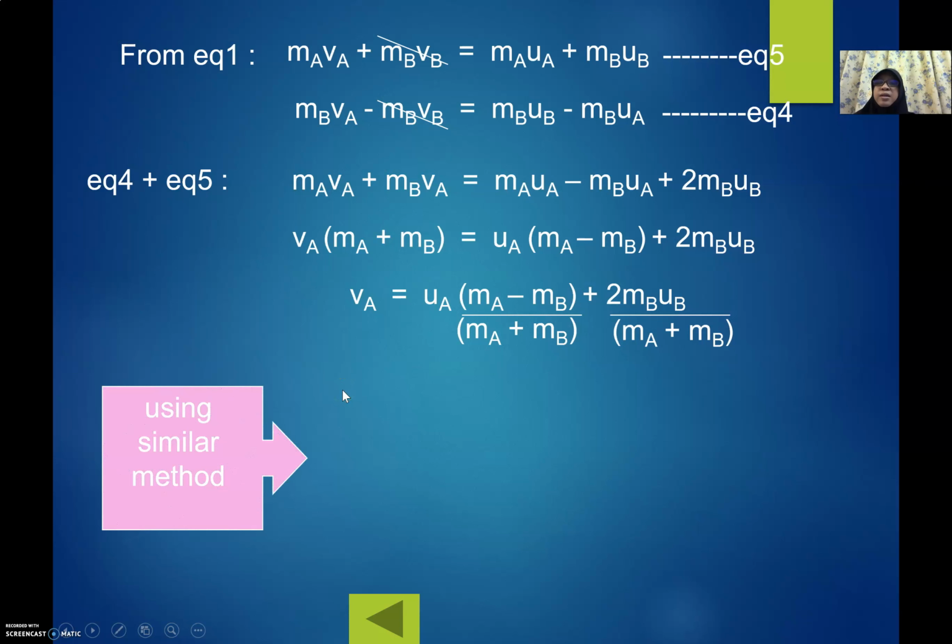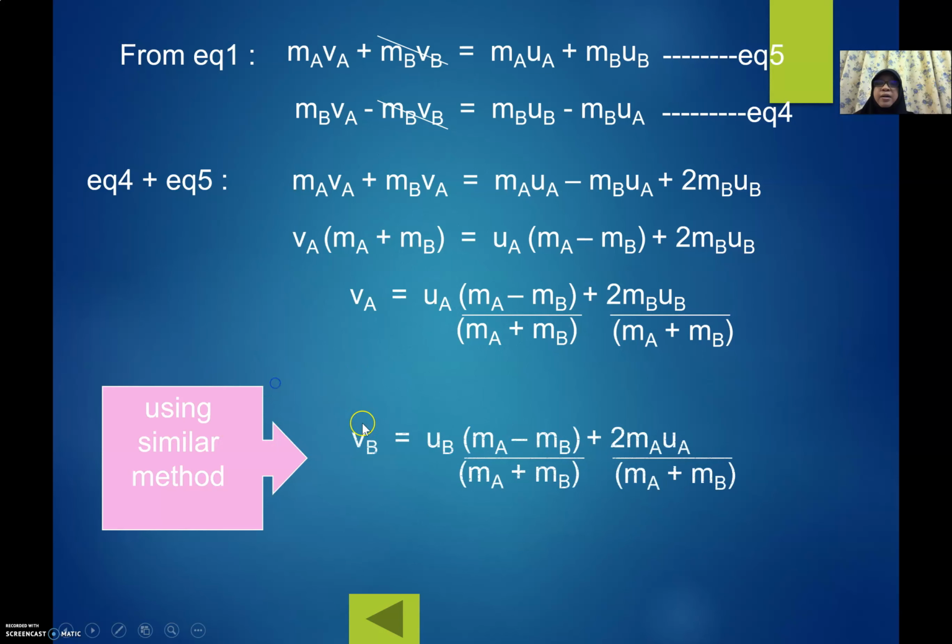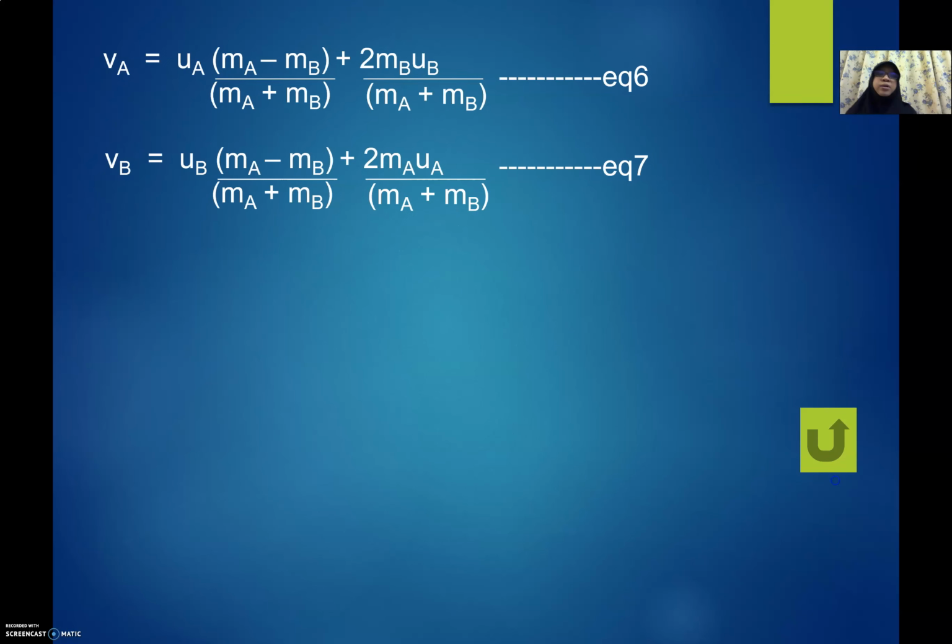Okay, using a similar method, we will get VB equals UB times (MA minus MB) over (MA plus MB), and then plus 2 MAUA divided by (MA plus MB). So this is the expression for VB, which is the velocity of object B after collision. Okay, so we name these two equations as equation 6 and equation 7. Now we are going to do further analysis on these two equations.